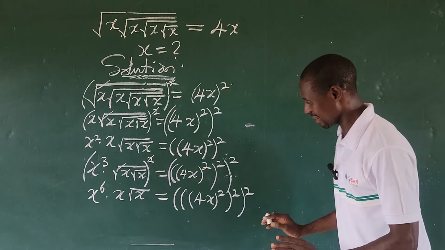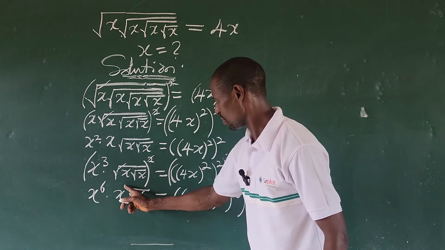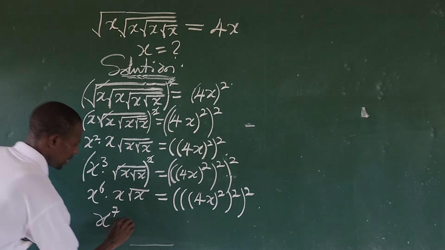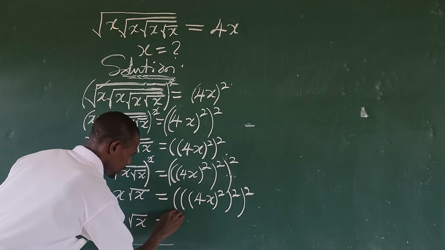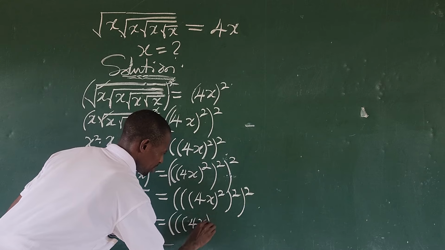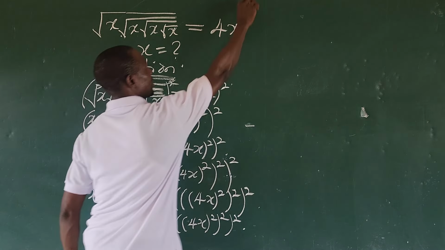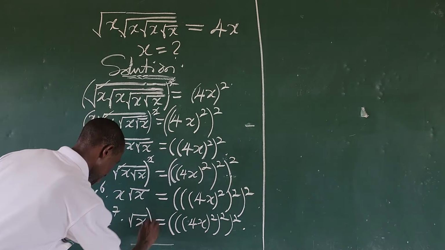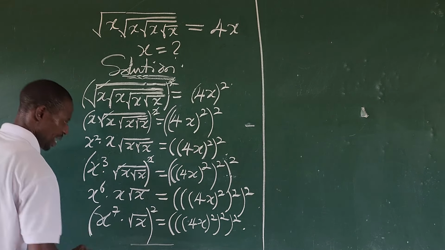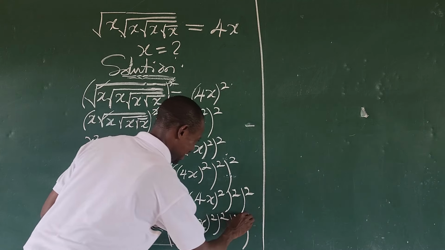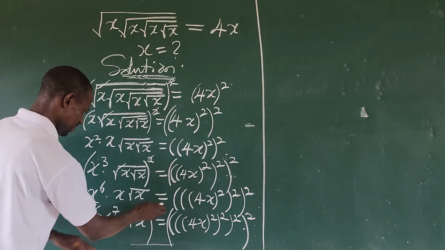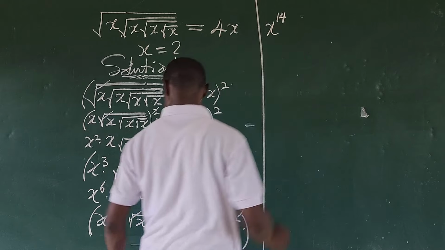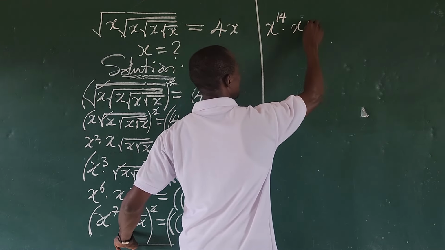Okay. Again, we use this to multiply this. We remember we have an invisible 1, so this gives us 7. So we have x to the power of 7 times the square root of x, equal to 4x squared. This is interesting math. Again, we take the square of both sides. This time this will give us 14, so we have x to the power of 14 times x.